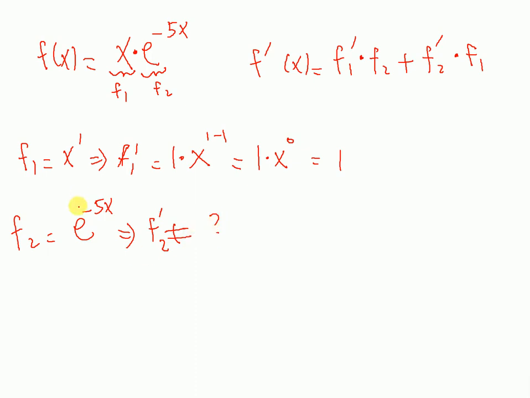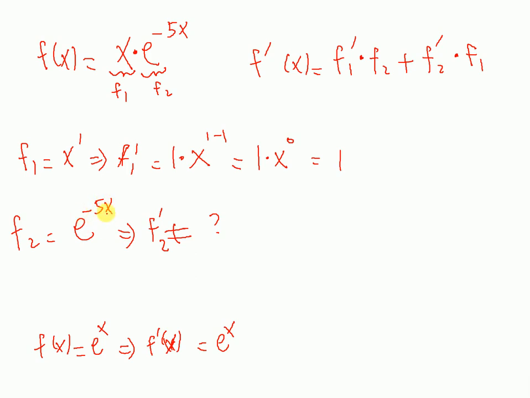The thing is, now we got stuck here. Normally, if you have f of x equal e to the x, then we know how to take the derivative of this function, which is the same thing, right? e to the x, we take the derivative, you still get e to the x. That's the rule. But now we don't have e to the x, but we have e to the minus 5x.